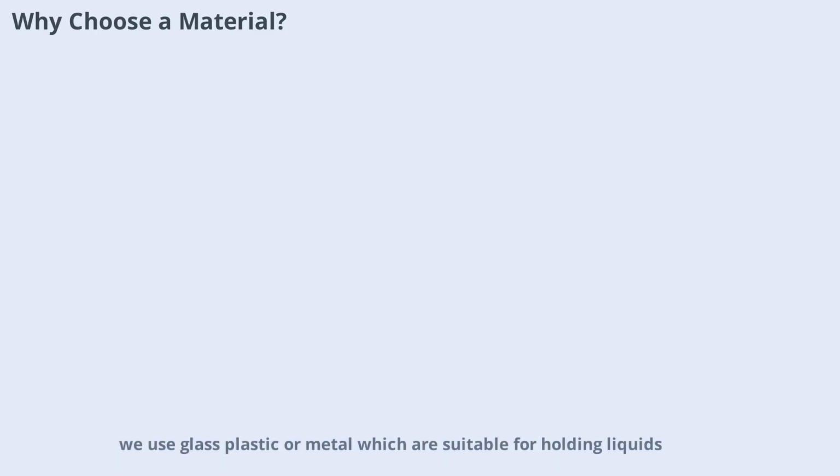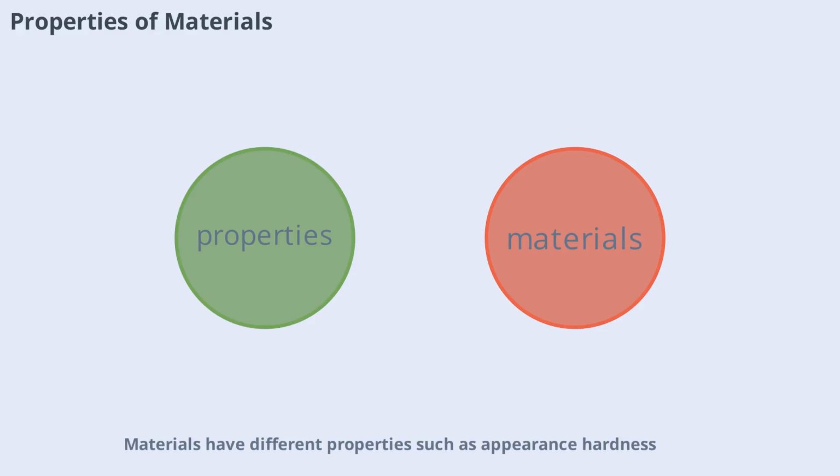Choice of material for making an object depends on its properties and the purpose it serves. For example, we don't use cloth to make tumblers because cloth cannot hold water. Instead, we use glass, plastic, or metal, which are suitable for holding liquids. This decision-making process is crucial in manufacturing and design. Materials have different properties such as appearance, hardness, and whether they are shiny or dull.